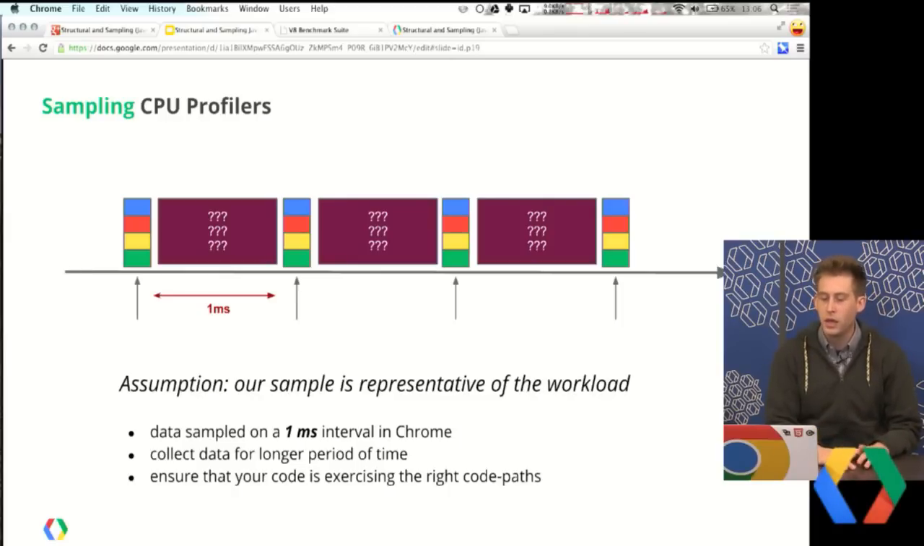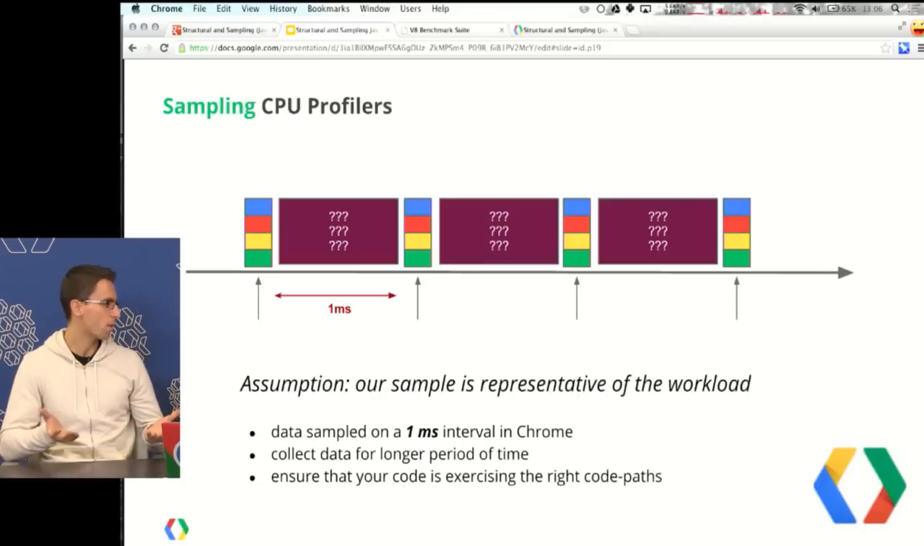So you could very easily miss or misreport a hot code path that just happens to be executing off the sample interval. You can kind of go out of phase. Your code could go out of phase with how it's being sampled. Right. And of course, one of the assumptions is if you sample long enough, or if you make sure that your workload is representative, you should be able to catch it.